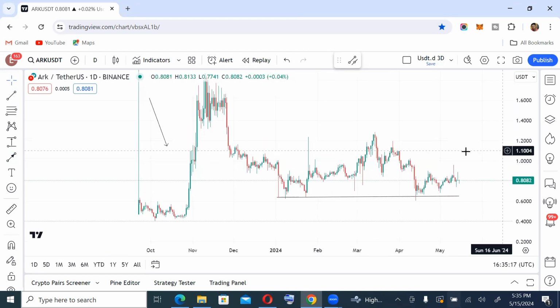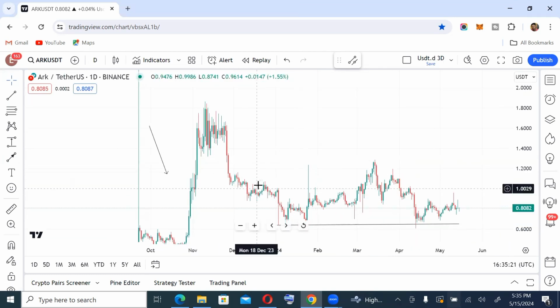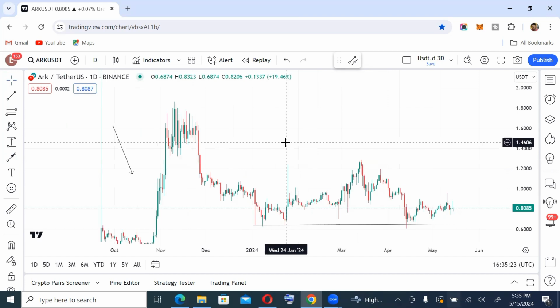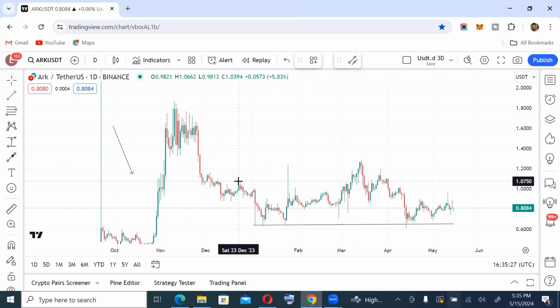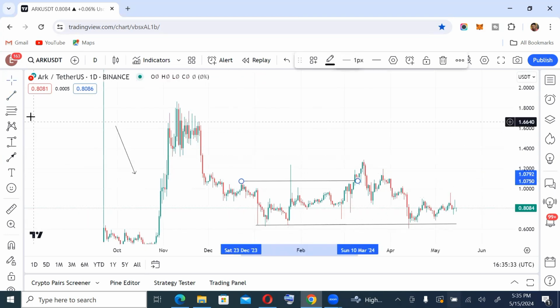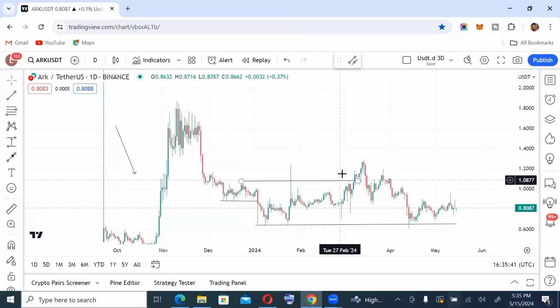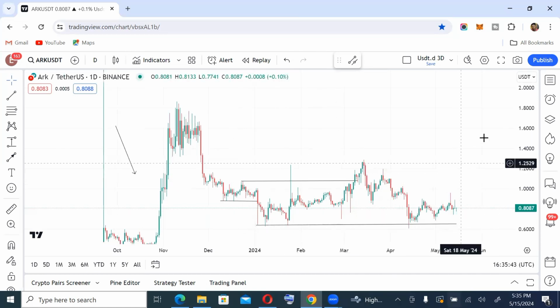So we've understood this already. Now, where did we actually get our change of character from? Got our change of character right here. Price swept liquidity from here. This is the daily time frame actually, right?